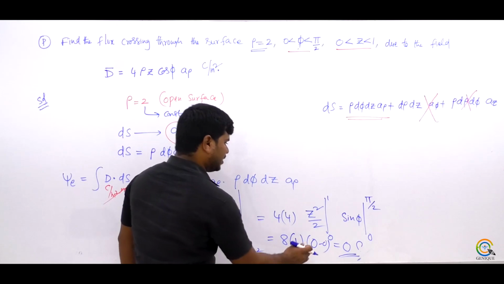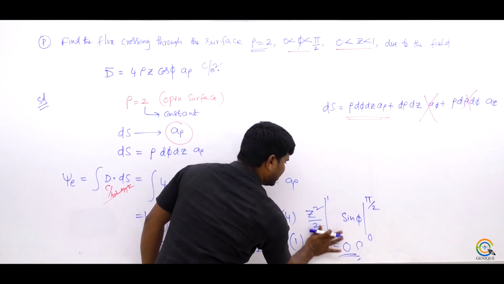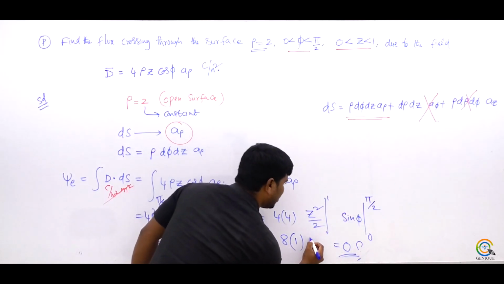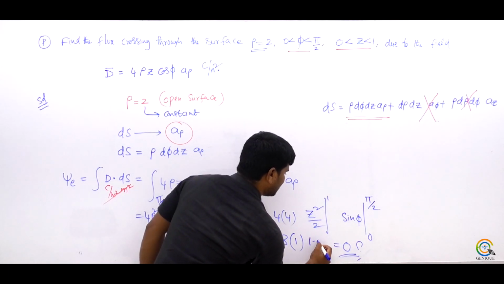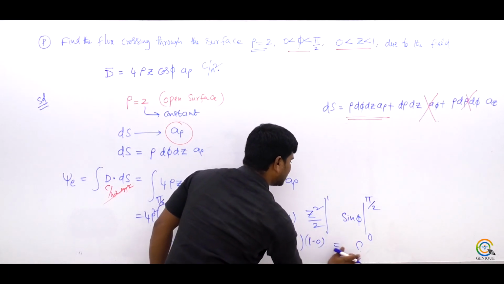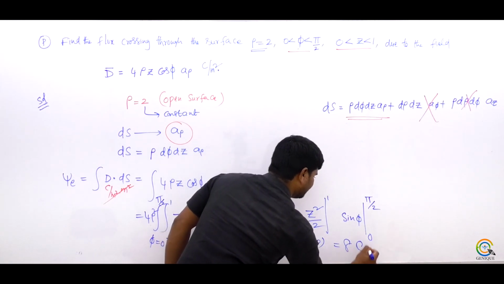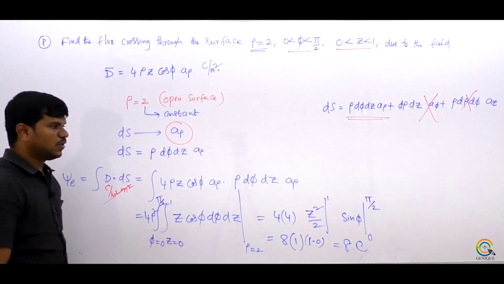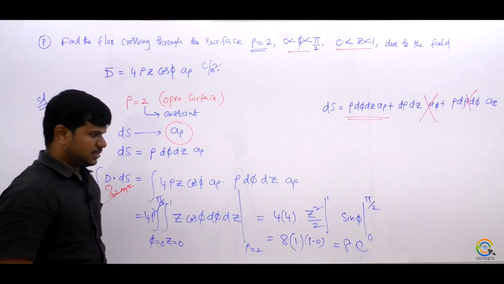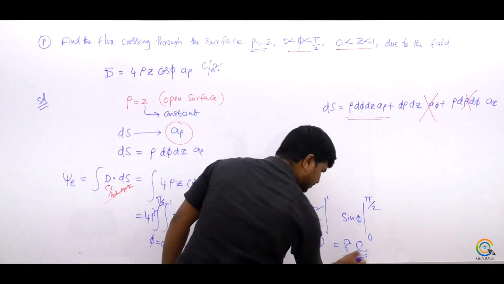Then what you will get? Here you have to write it is sine phi. This is 1 minus 0. Okay, this is 1. Now the answer would be 8 coulombs.